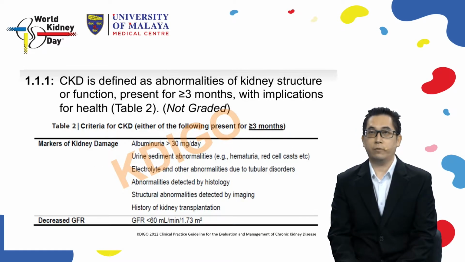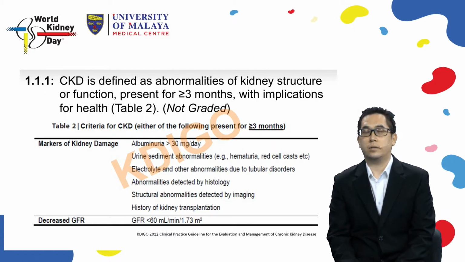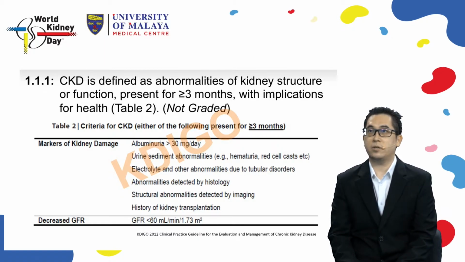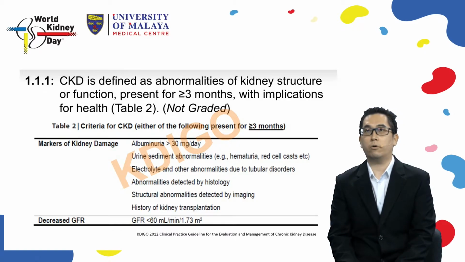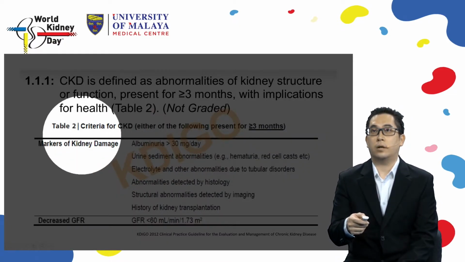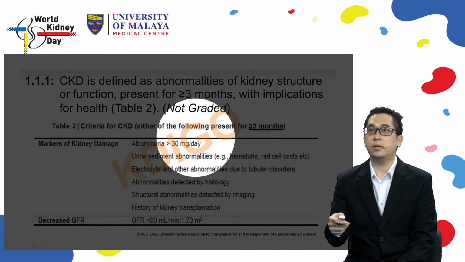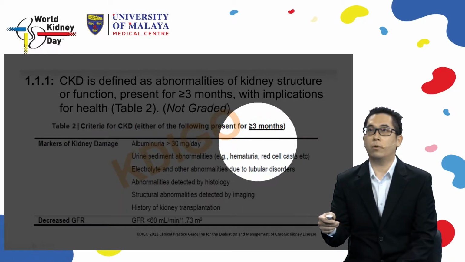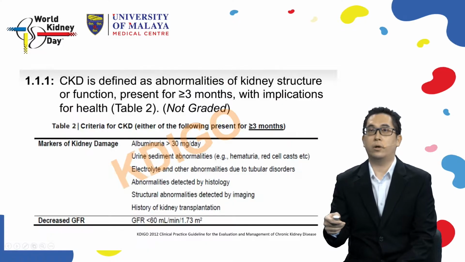KDIGO 2012 defined CKD in two areas. This is defined as abnormalities of kidney structure or function, present for more or equal to 3 months with implications for health. So if you look at table 2 here, there's a criteria for CKD, and they must be present for 3 months or more.